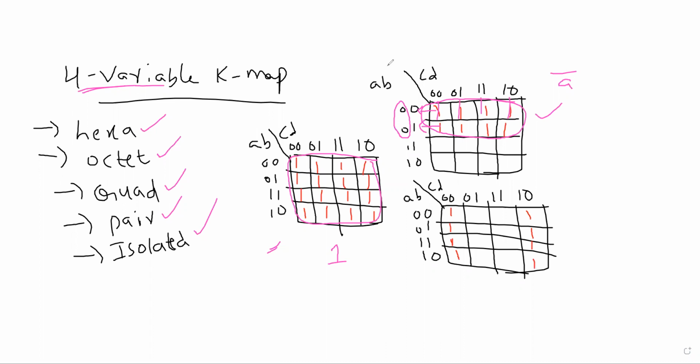Now if you observe that, since the K-map allows folding, you can consider this one and this one as an octet. Now the rows are changing continuously, but in the columns which one is constant? D bar is constant. Therefore what is the output? D bar is the output.